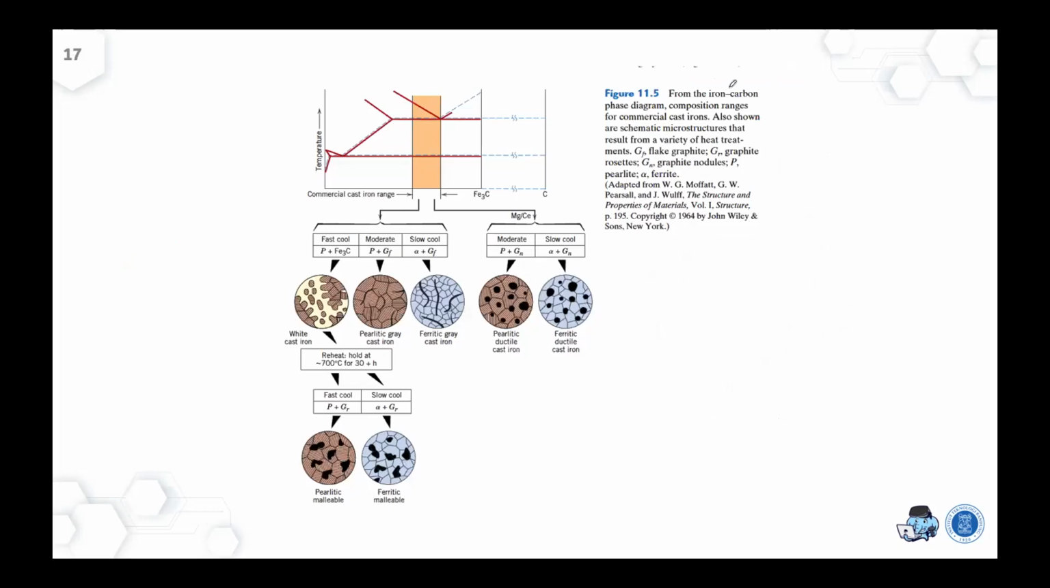Okay, so from the iron and carbon phase diagram, this is the composition range for commercial cast iron. Also the schematic microstructure that results from a variety of heat treatments. So GF is the flake graphite, graphite nodule, pearlite, and ferrite. Here are some of what we call the microstructures. This is called white iron if we use fast cooling. With moderate cooling, we can have pearlitic gray cast iron, and with slow cooling, we have ferritic gray cast iron. This is just some explanation about the microstructure of cast iron.